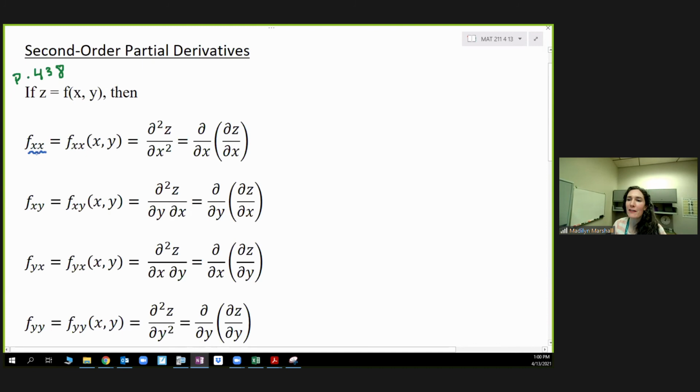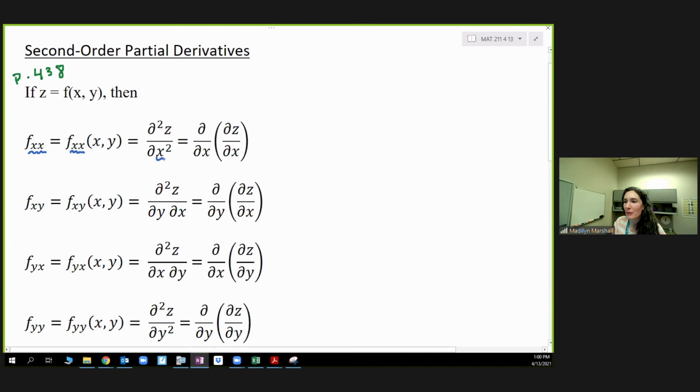This first one, f with 2 little x's under it, means we're doing the partial derivative with respect to x twice. So just like we do second derivatives in other functions, we're just doing the derivative once and then doing it again. And here we're doing x both times. So we can represent that by just doing 2 x's on the bottom. The dx notation gets a little confusing when we are doing second order partial derivatives.